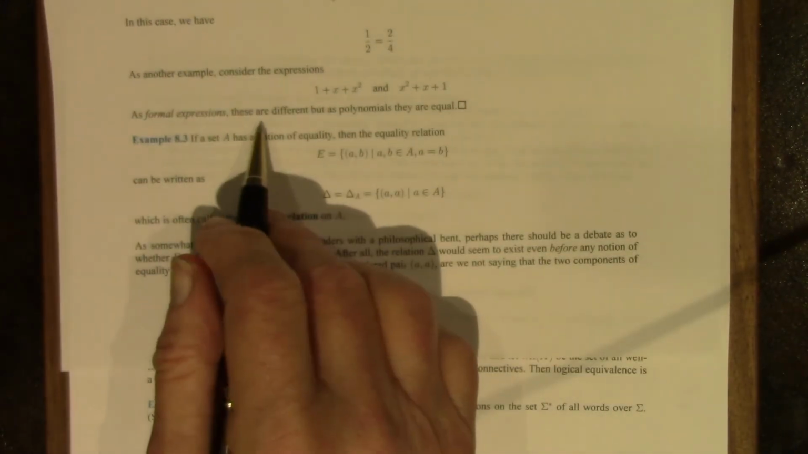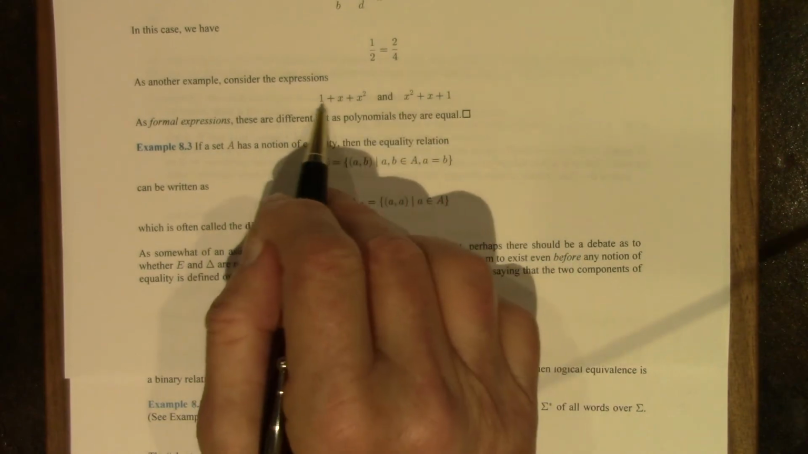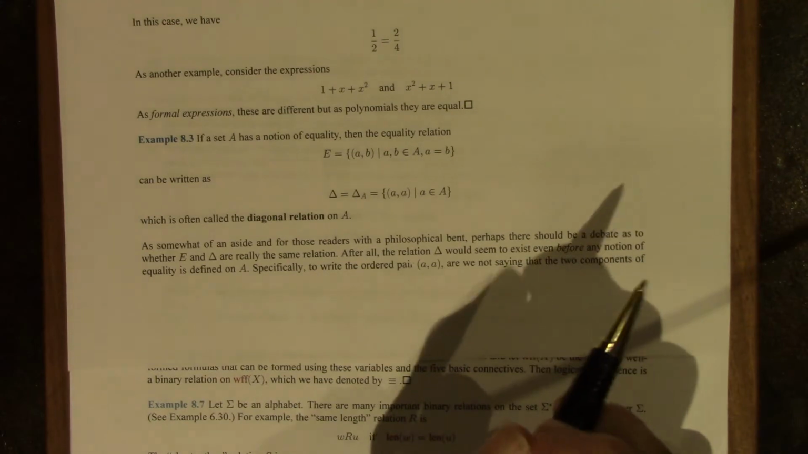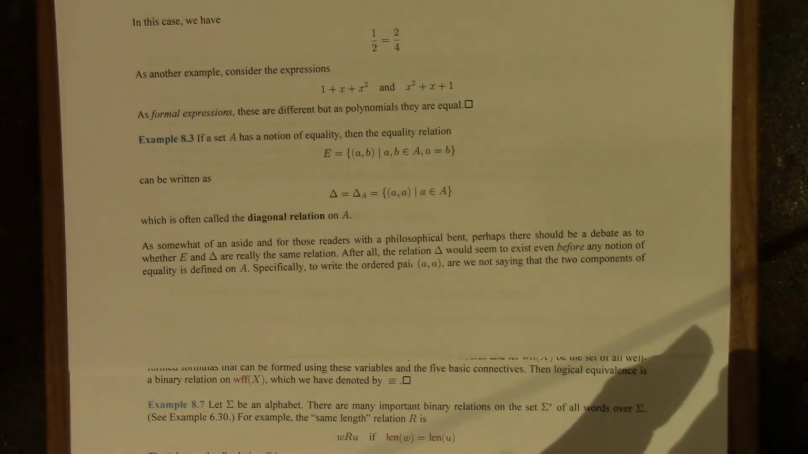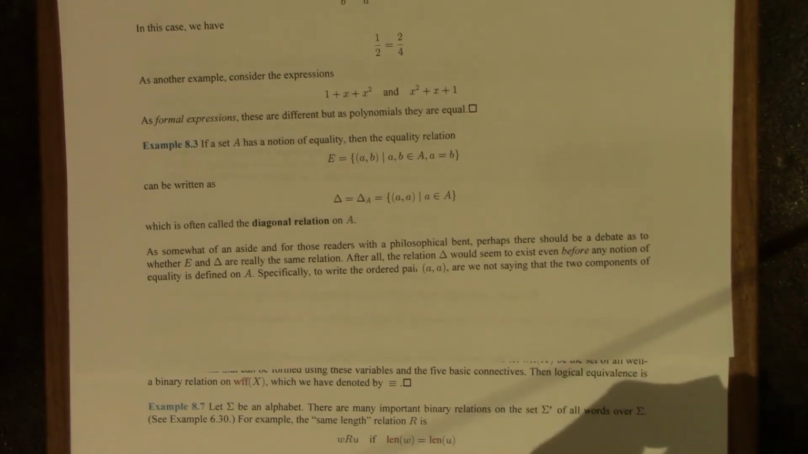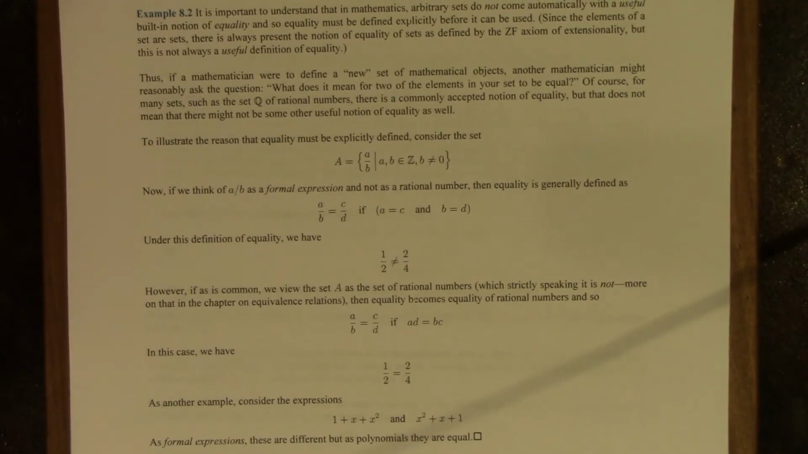As another example, consider these two expressions, 1 plus x squared and x squared plus x plus 1, as formal expressions, and there are times when we want to consider them that way. These are different. They're not identical, so they're different. But as polynomials, they're equal. They're the same polynomial, but not the same formal expression. This is something you may need to think about for a while. It borders almost on the philosophical, but it is an important discussion.